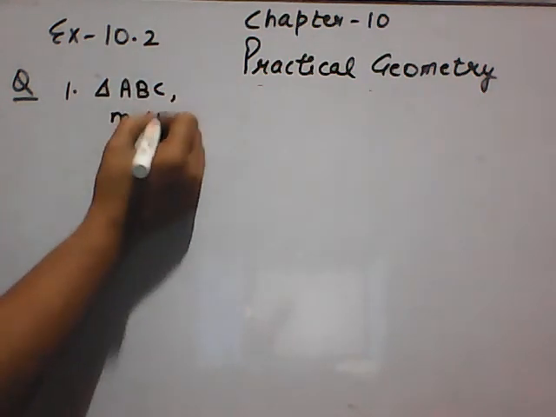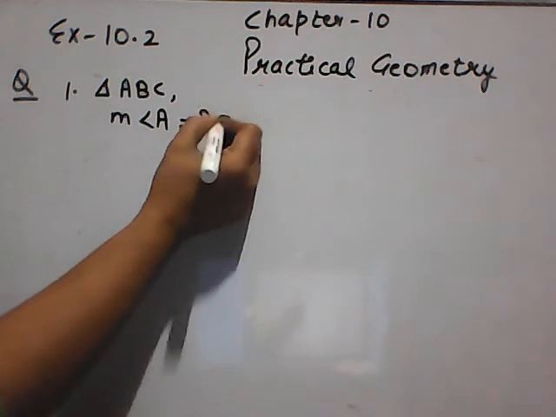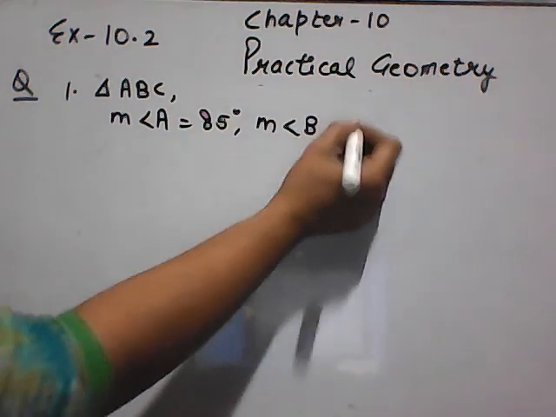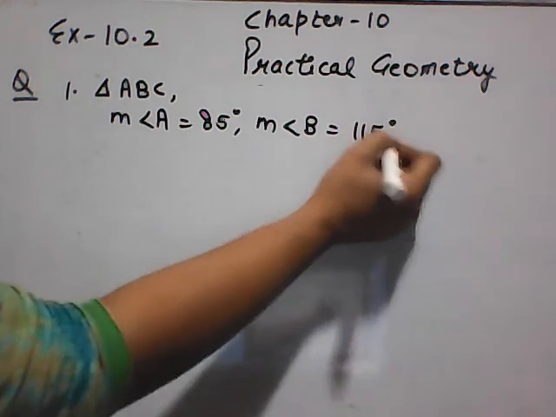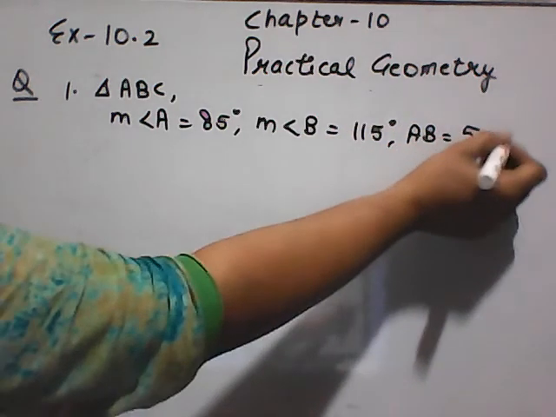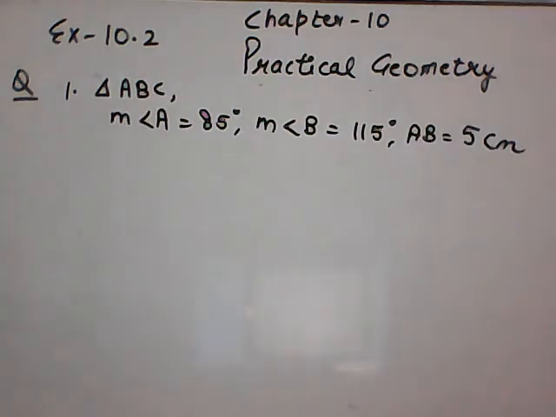Measure of angle A is given to you, 85 degrees. Measure of angle B is given to you, 115 degrees, and side AB is given to you, 5 centimeters. Now you have to check whether we can construct the triangle or not.